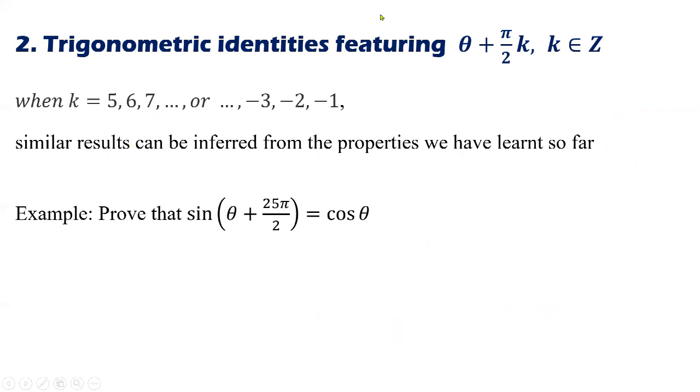Okay, so for k equals 5, 6, 7, or -3, -2, -1, similar results can also be inferred from the properties we have learned so far, right? For example, prove that sine of theta plus 25 pi over 2 is cosine theta. How do you prove this? By using the trigonometric identities we just learned. Okay, I'll give you 2 minutes to think about this.